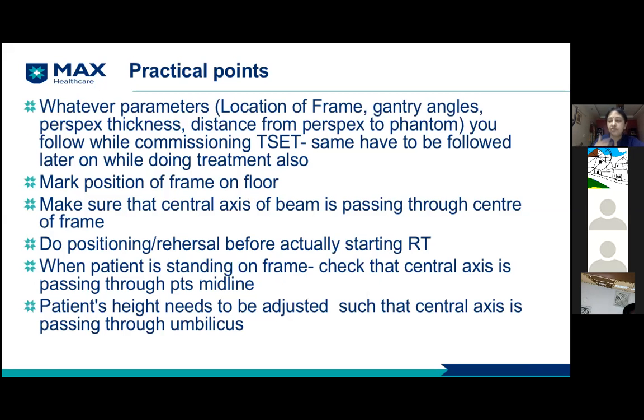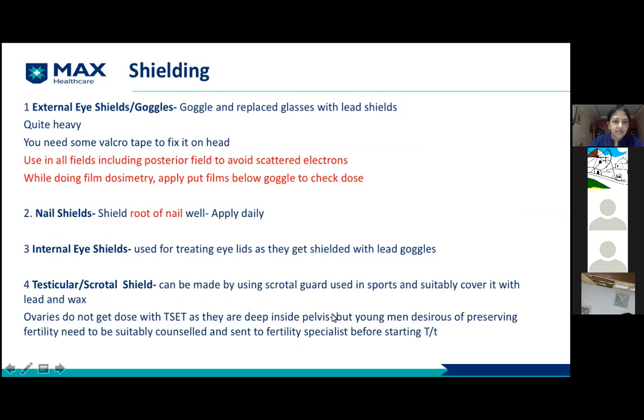Now, some practical tips from my side. So whatever parameters, for example, location of frame, gantry angles, perspex thickness, distance from perspex to phantom, you follow while commissioning the TSET, same have to be followed later on while doing the treatment also. We have marked the position of frame on the floor so that there is no discrepancy on that. Make sure that the central axis of the beam is passing through the center of the frame and the center of the patient's body. It is a good idea to do 1 or 2 rehearsals of positionings before actually starting the treatment. And patient height has to be adjusted. I have already mentioned it. Now let's come to the shielding which is required during TSET.